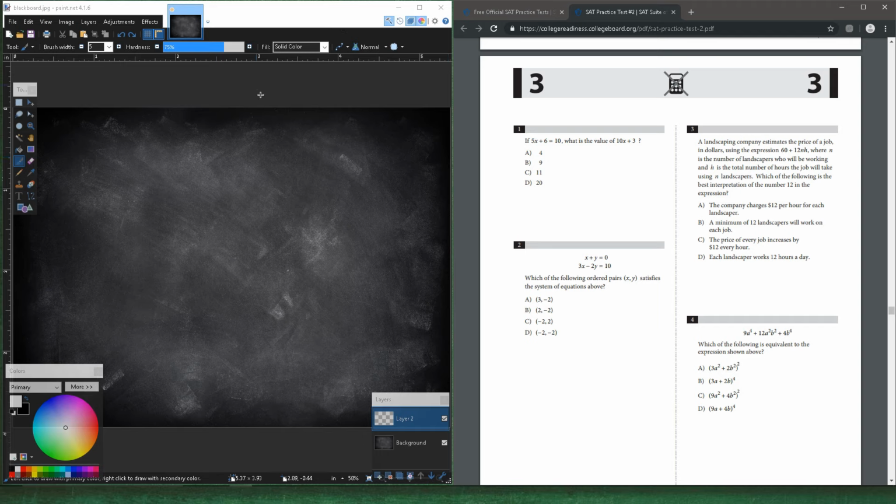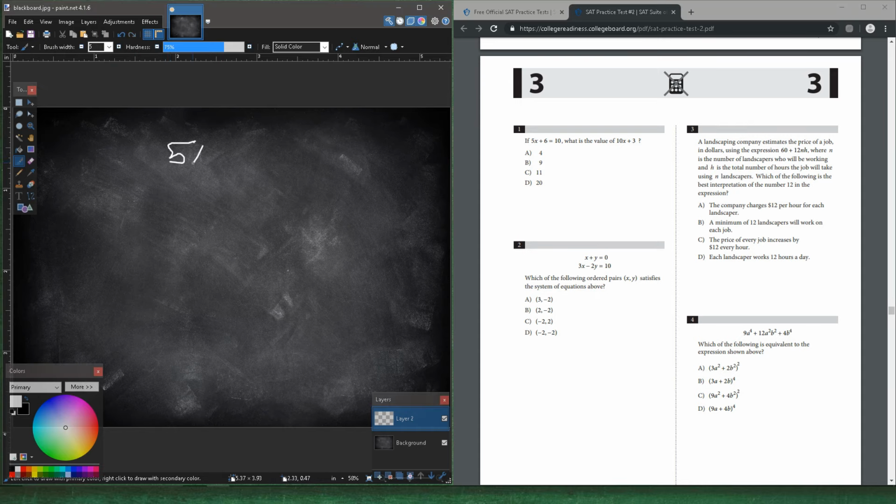Question 1. If 5x plus 6 is equal to 10, what's the value of 10x plus 3? This is just a simple equation question, so you just want to find x. So subtract 6 from both sides to get 5x is equal to 4. So divide by 5 from both sides to get x is equal to 4/5.